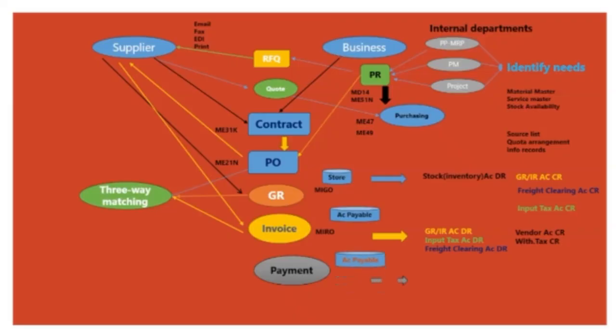And at the time of payment, you also have accounting entries where your vendor account will be debited along with your input withholding taxes, and your outgoing bank clearing account will be credited. If you are getting any cash discount, in that case, the cash discount account is also credited.